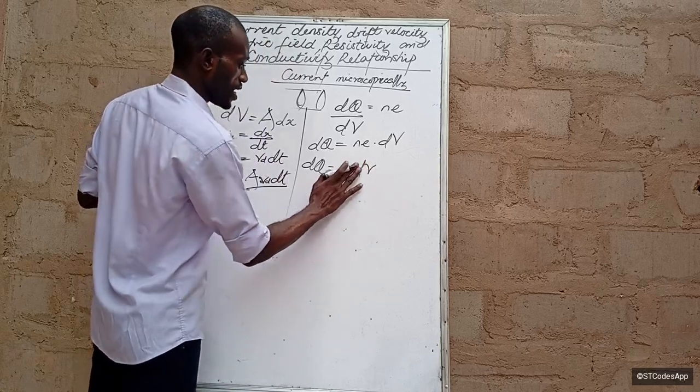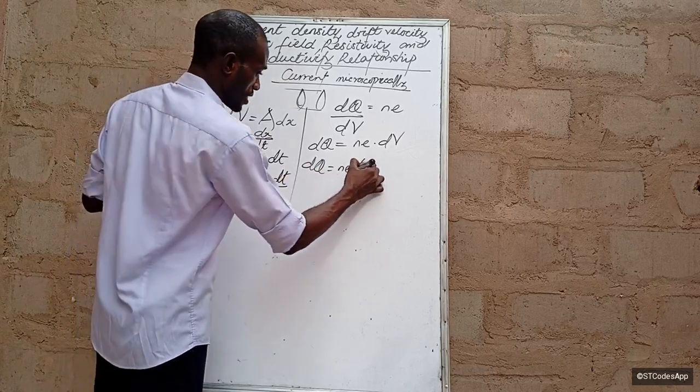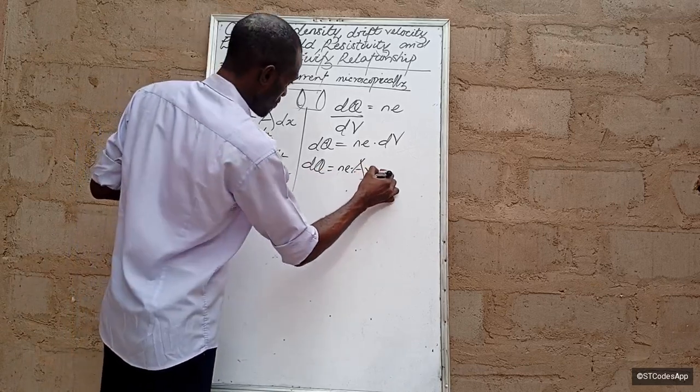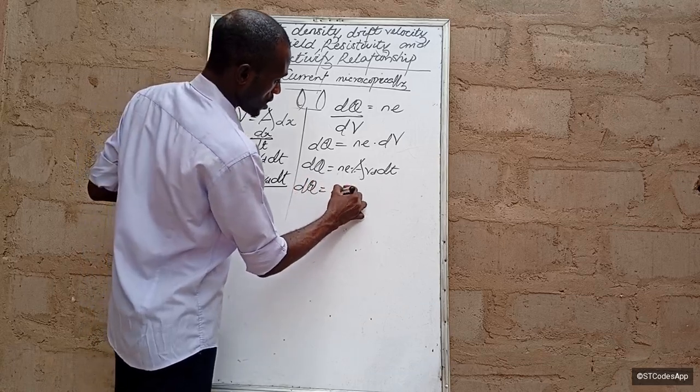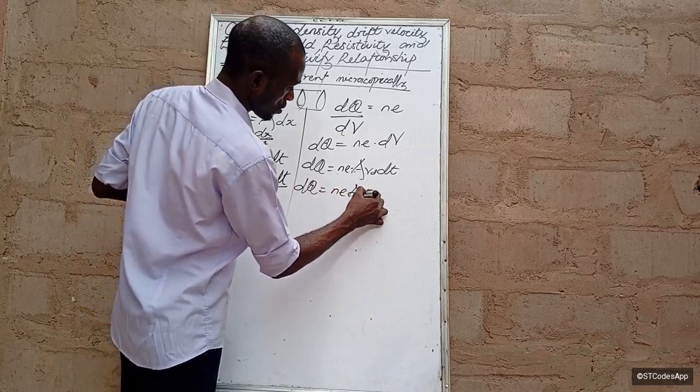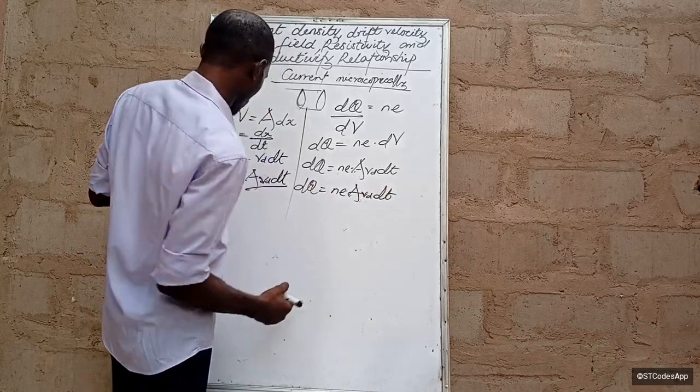So that is ne dV, and dV is this. So we say that ne dot A v sub d dt. Then dq therefore becomes ne A v sub d dt. Okay, still the same thing.